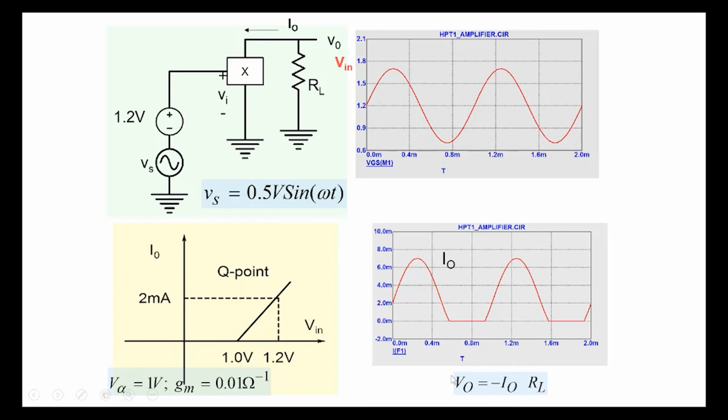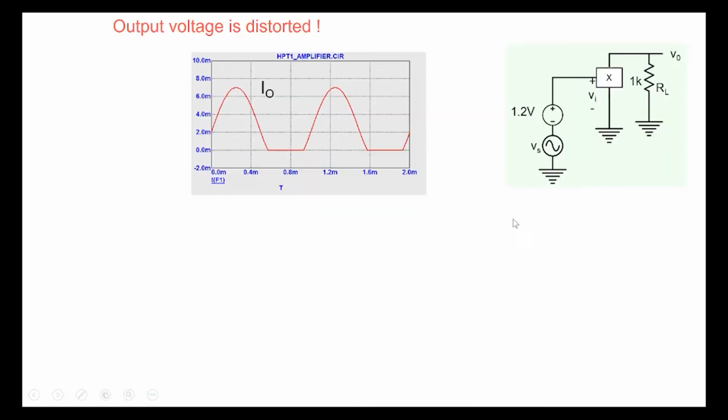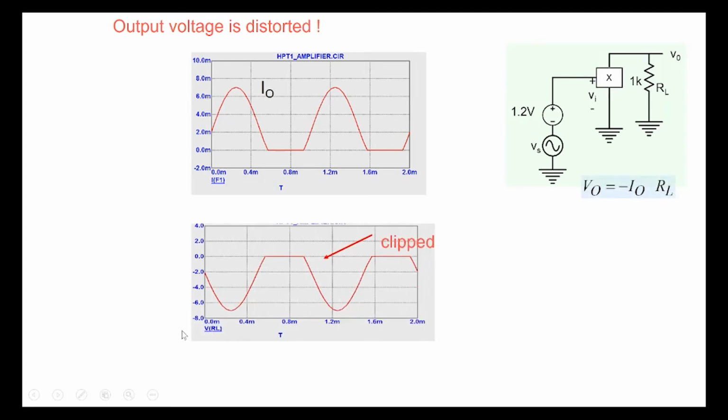One of the main goals of amplification is that V0 should look exactly like Vs, but a magnified version. Now we are seeing that V0 will look like this, and therefore V0 is distorted. There's a part of the output waveform which is clipped. This is I0 and V0 is minus I0 RL, so V0 will look like this. Look at how V0 looks here. The output is clipped, which means the output is distorted.